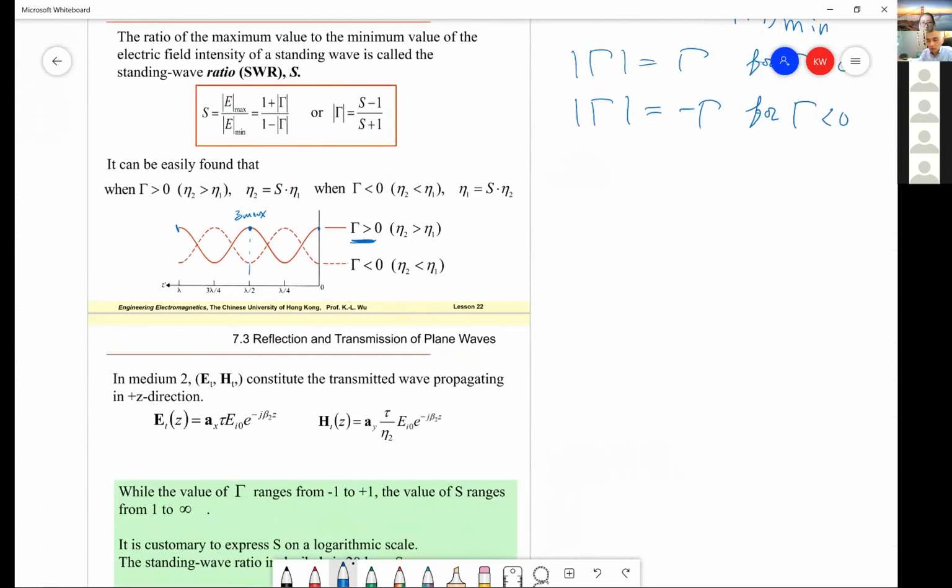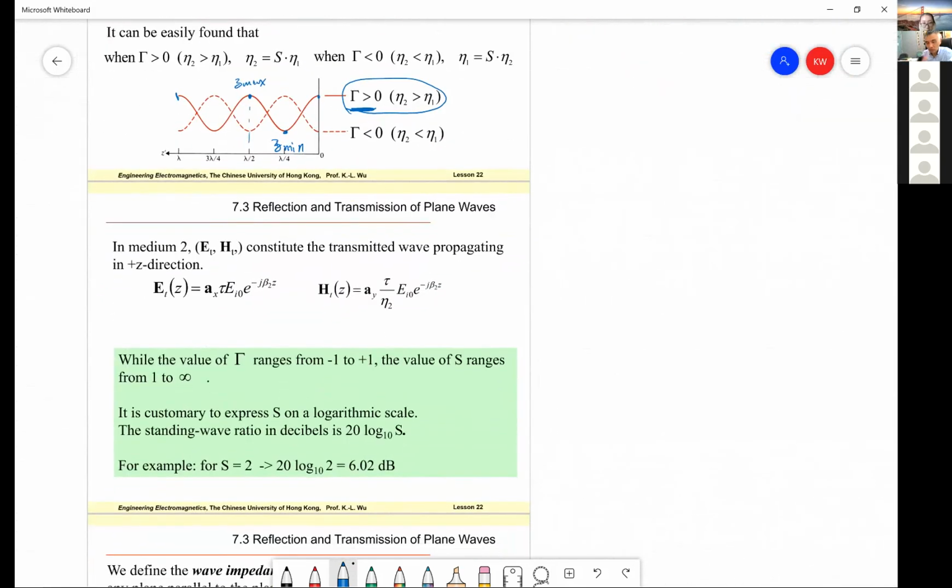Then also we have a minimum. This happens at the minimum. This is for gamma larger than 0, okay? If gamma is less than 0, all the results are opposite, right? All the results are opposite. This is very significant, so we will see why it is very important.